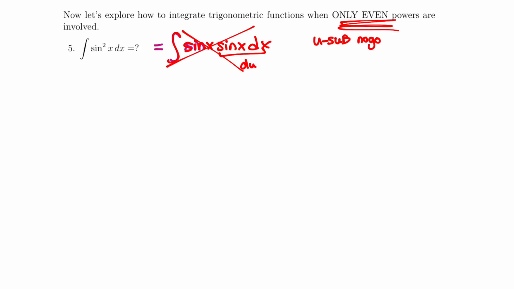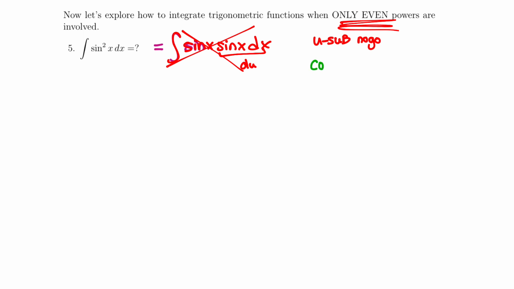Instead, when you see only even powers, there was a second identity that I put on the board at the beginning, and I put a little note that said, this comes in handy when you have only even powers. All right, so can you look back in your notes? Anna, you got me? What identities did I write down that we're going to use right now? Double angle identities. Can you give the first one to me?